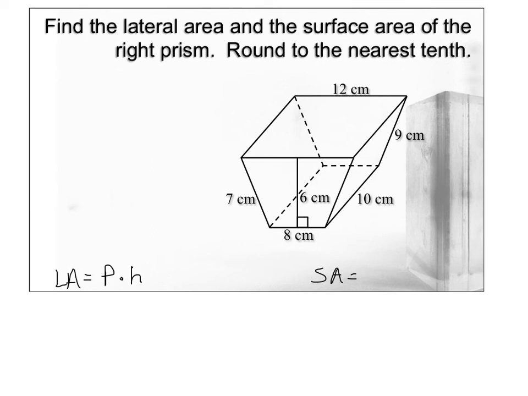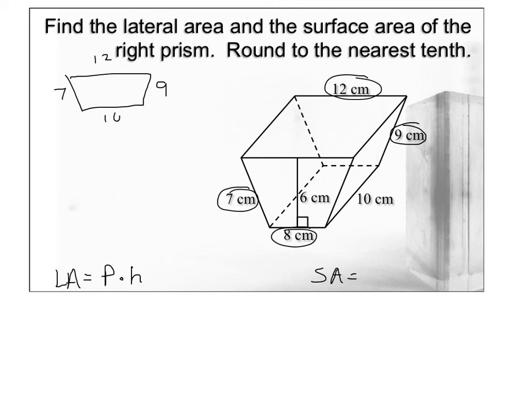And if you look here, this is a side, 9 is a side, and 12 is a side. Essentially, your trapezoid looks like this. This is 9, that's 7, that's 12, and that's 10. So for the perimeter you're going to add up all the sides, 7 plus 12 plus 9 plus 10, and take it times the height of the prism, which is 10 centimeters.